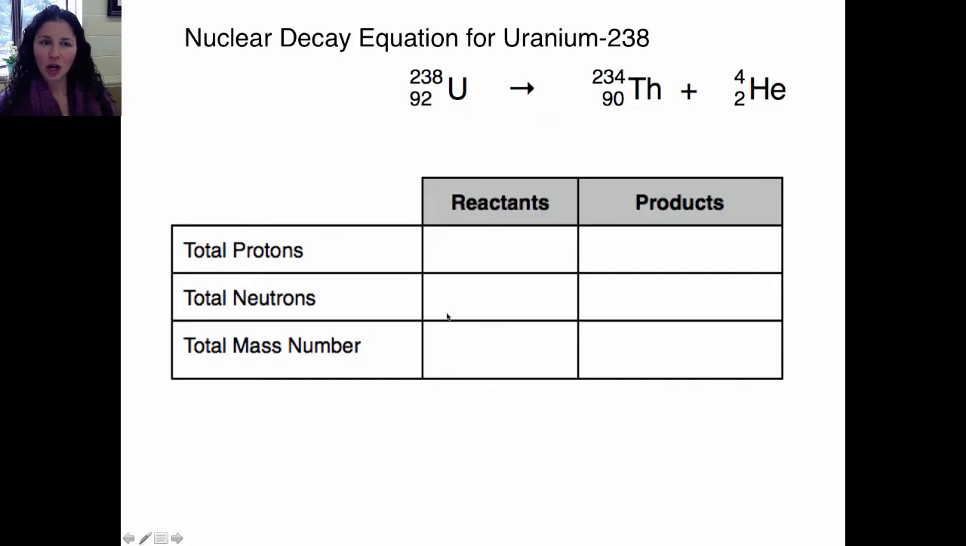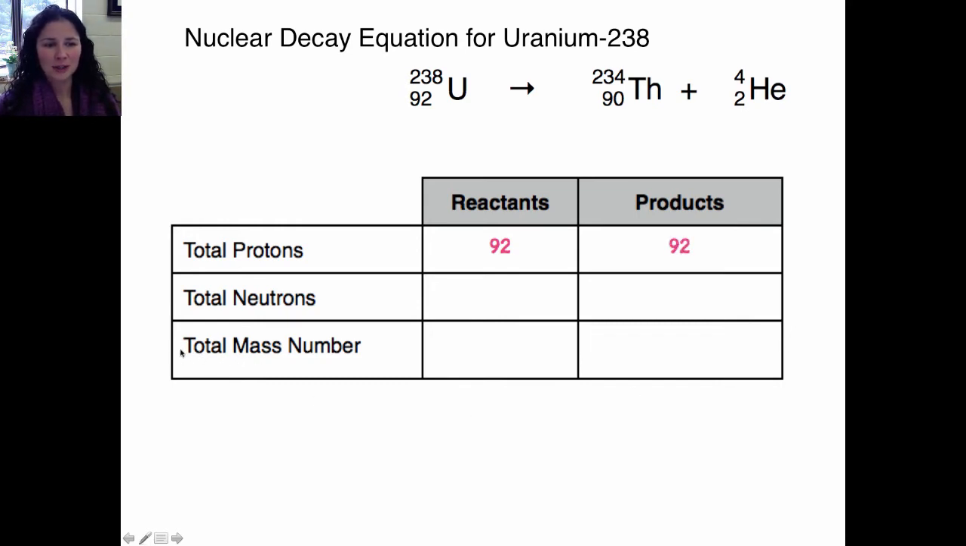The next chart on your activity is to help you keep track of the number of protons, neutrons, and the total mass on reactants and products of this particular equation. So let's go ahead. We already said that there are a total of 92 protons in the reactant side, and we can see that there are also 92 protons on the product side because 90 plus 2 is 92. So that number is conserved.